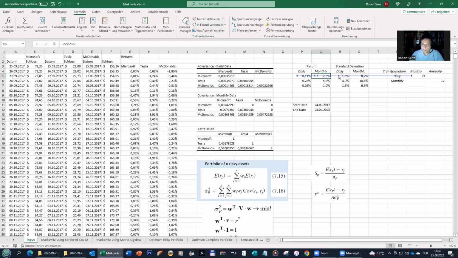We do a similar thing for the standard deviation, so we calculate daily standard deviations, STDEV function, or STABW in German, STDEV in English. This is then 1.9% daily standard deviation for Microsoft, and we transform it into monthly data by, as I told you, multiplying it by the square root of 21. So this is important, don't forget it. Square root of 21 multiplied with the daily standard deviation gives you the monthly standard deviation.